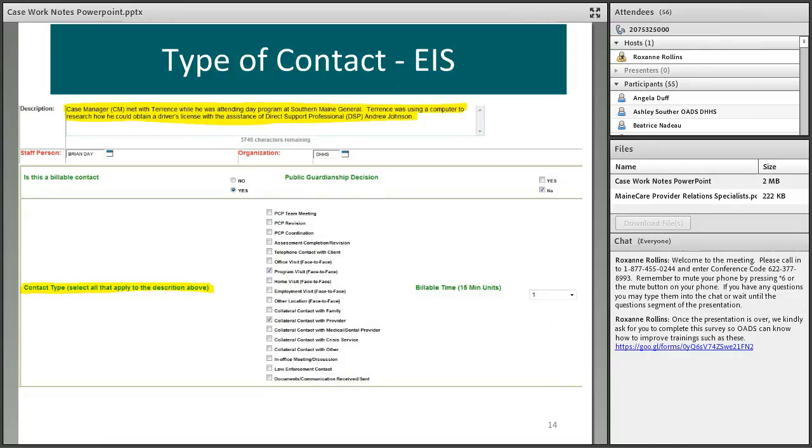So the next page, for example, you've got this. Right now, in EIS, you have a drop-down box, and you have to pick one type of contact. Brian will talk a little bit more about what's coming, where you're going to be able to choose as many types as are appropriate for that contact. So this is an example of what it's going to look like when it comes out.